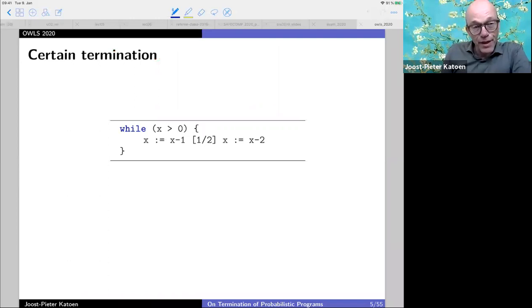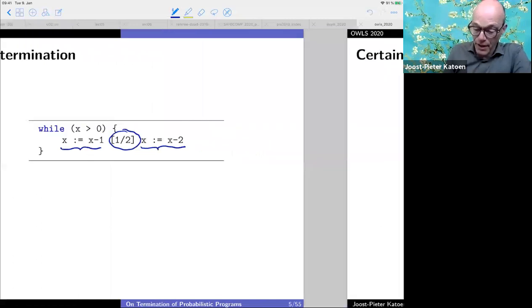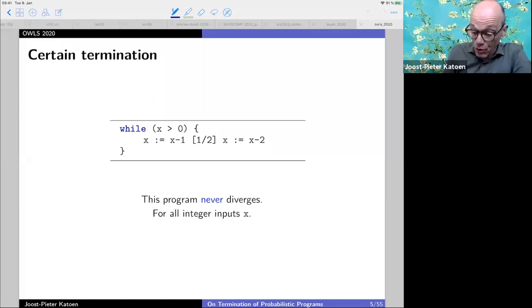So first, I would like to explain a bit what termination actually means, and we're going to see different flavors of termination. The first program is a loop program that has only a variable x. It's an integer variable. And in every iteration, we flip a fair coin. This is indicated by this notation. It says with probability 1/2, we will decrement x by 1. And with probability 1/2, we will decrement x by 2. Now, obviously, for any input x, this program is going to terminate. And it's always going to terminate, which means it has no diverging runs. So this we call certain termination. This is the notion of termination we are all familiar with.